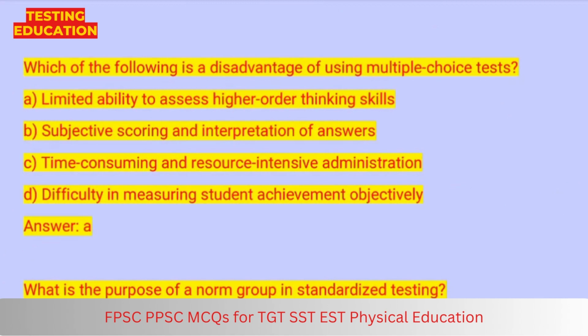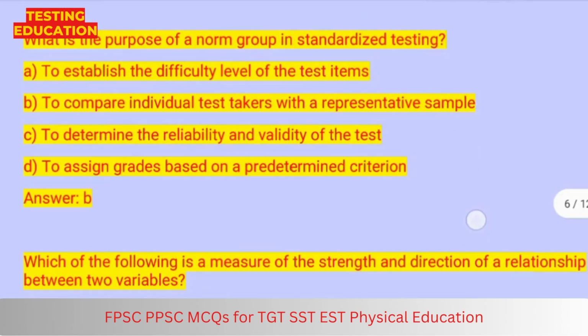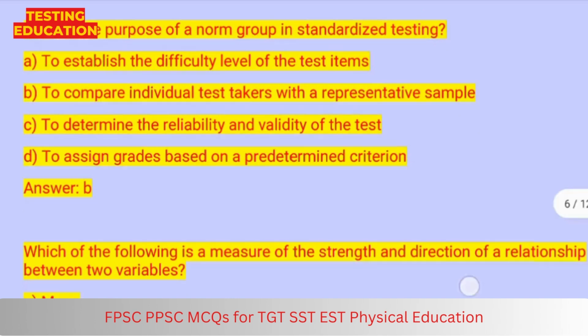Which of the following is a disadvantage of using multiple choice tests? Answer: limited ability to assess higher order thinking skills. What is the purpose of a norm group in standardized testing? Answer: to compare individual test takers with a representative sample.